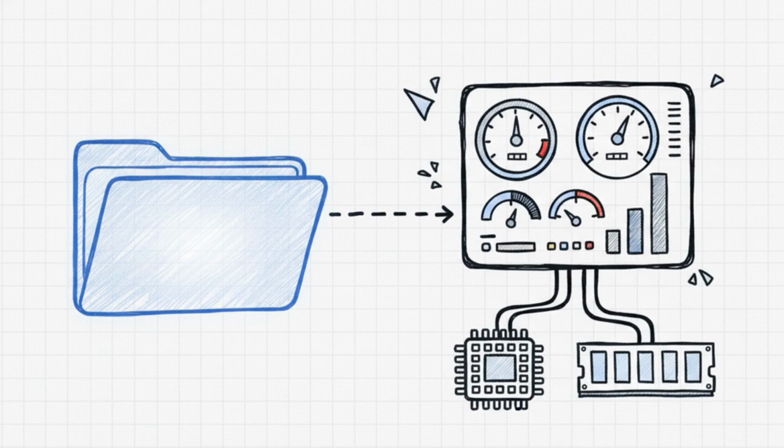Then we have proc, which, honestly, is a bit of a mind-bender. This fascinating folder doesn't actually exist on your hard drive at all. It's a virtual file system created on the fly by the Linux kernel itself. It acts like a live dashboard, showing the system's current running state in real time. If you want to know exactly what your CPU is doing this exact second, or how your memory is allocated, or what processes are actively running, that live information is being actively generated and read from right within proc.